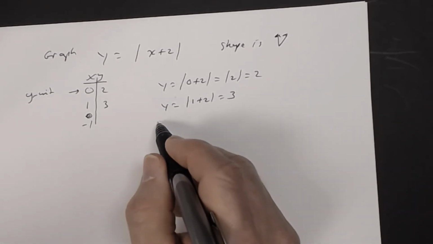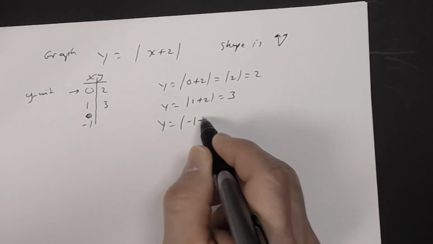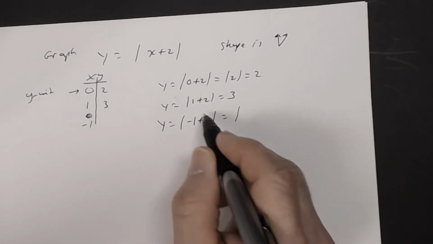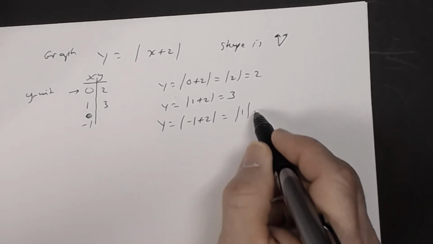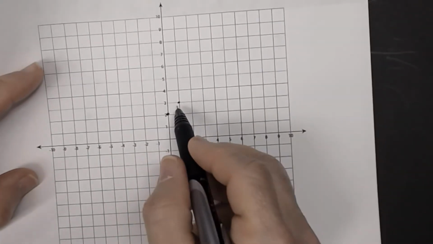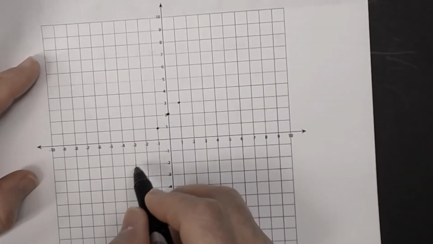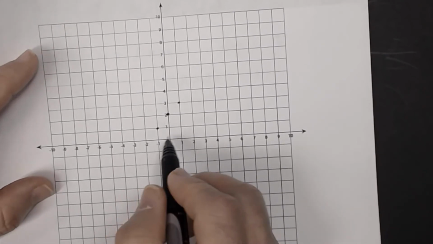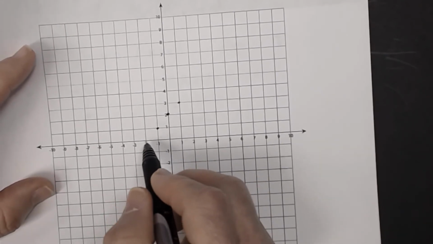If x is negative 1, I get y equals the absolute value of negative 1 plus 2. Now, negative 1 plus 2 is 1, and the absolute value of 1 is 1. So I'm going to plot the point negative 1, 1. Now, notice what happened. You see how it's continuing to go down like this? All right, let's continue on. Let's go one more this way.